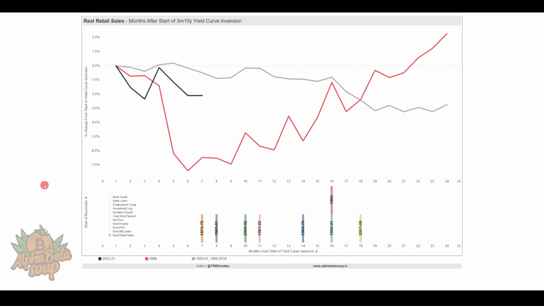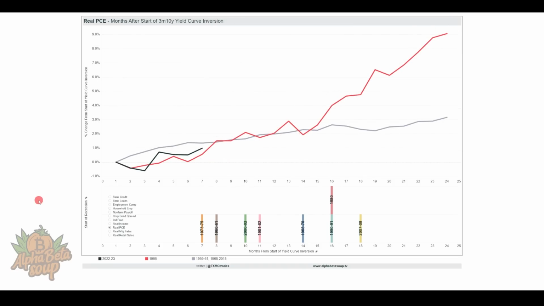Now, real retail sales did dip pretty heavily in 1966. You can see that here. And so if we were to just see weakness today in real retail sales and we weren't really seeing much else confluent, we could say maybe this is 1966. Maybe it's going to look the same. But you can tell here, even in 1966, they experienced about a year and a half of drawdown on real retail sales before it was able to break back above the zero line and resume expanding.